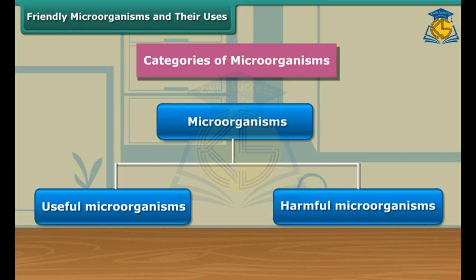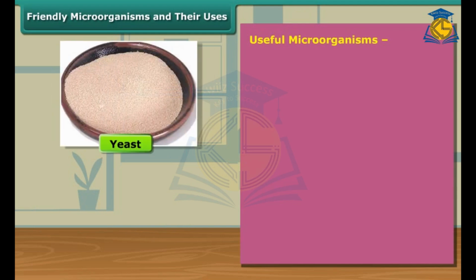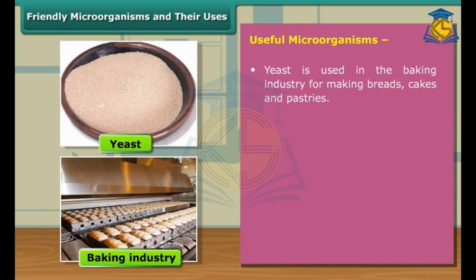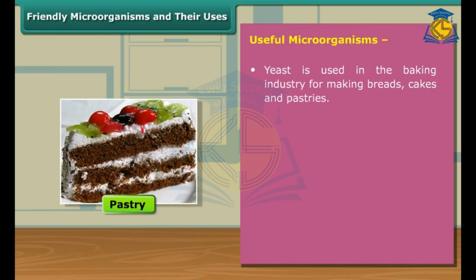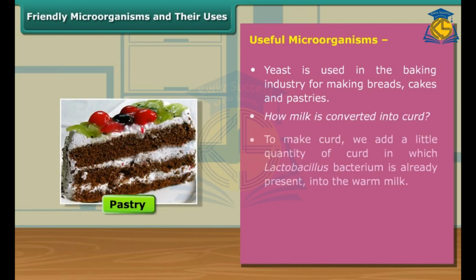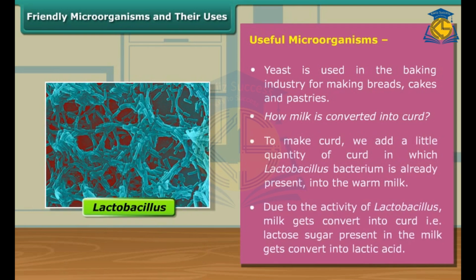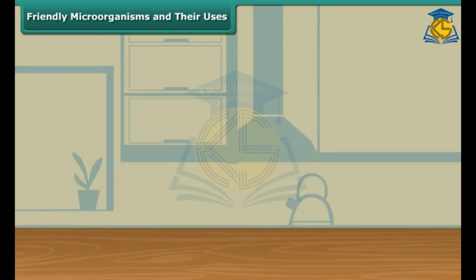Now we discuss the friendly activity of a microorganism in detail. One such friendly microorganism is yeast. Yeast is used in the baking industry and our homes for making breads, cakes, and pastries, etc. The bacterium Lactobacillus is useful to make curd from milk.